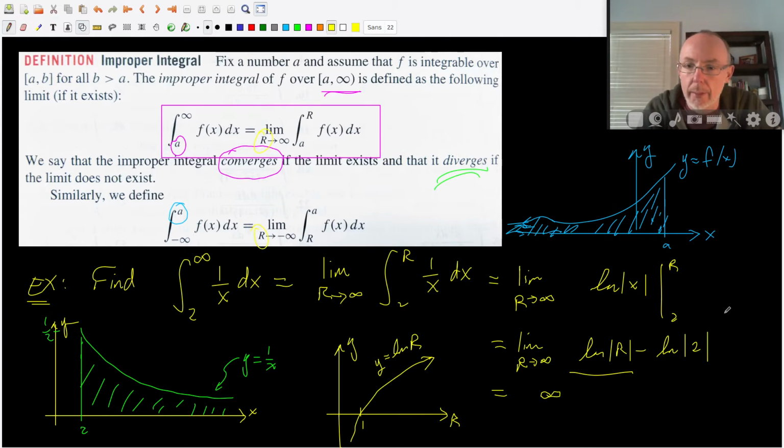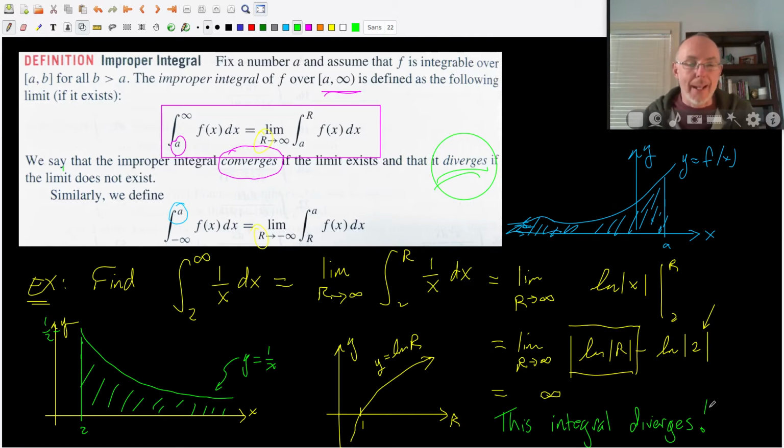That limit is infinite. This is a perfectly well-defined number. It's log 2, it's just some number. But this piece of it is going off to infinity. So this integral that we just calculated, it diverges, right? This word, it goes off to infinity. The limit does not exist, in other words. So the integral diverges. Okay, so that's a nice mathematical name.